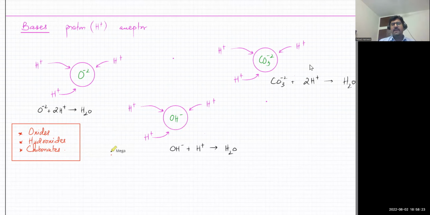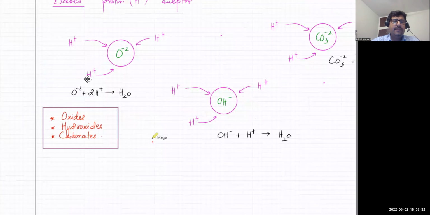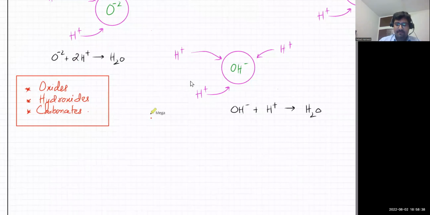And remember, a negative ion is not just alone. Negative ion akela nahi hoga. Every negative ion has a positive ion attached to it. So originally, this O-2 ion might have some positive ion attached to it. So I'll give you examples of oxides.